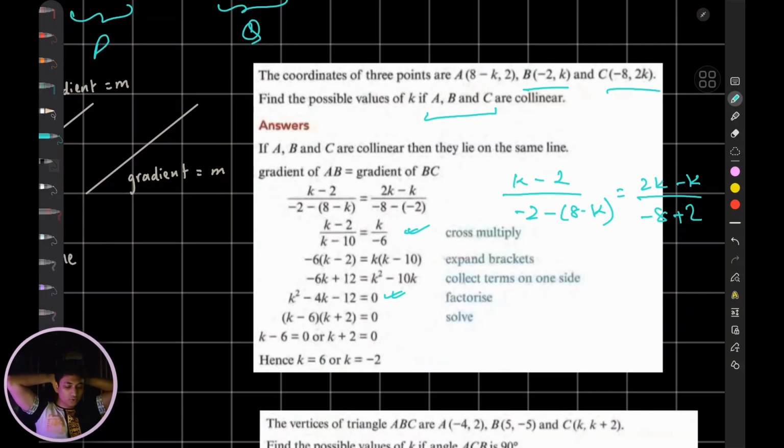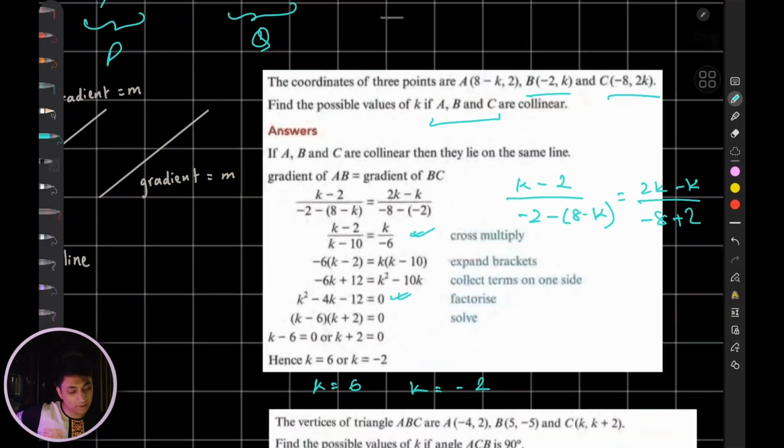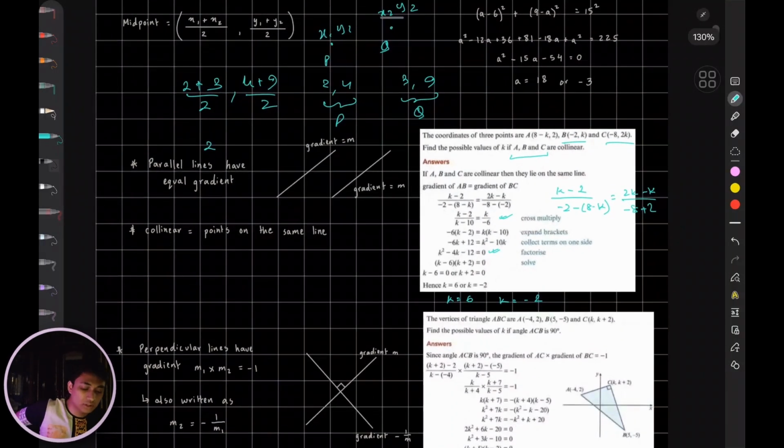Now what do you do? You're going to either use the quadratic formula or factorize on your own, and you're going to see that there are two solutions. That is, k is either 6 or k is equal to minus 2. Therefore, there are two values of k such that these 3 points make a collinear line, right? That is, there are two such values of k for which all the 3 points are going to lie on the same exact line, right?